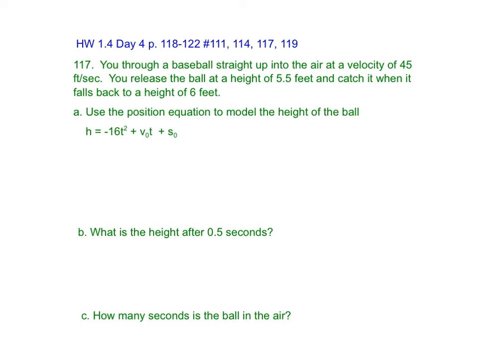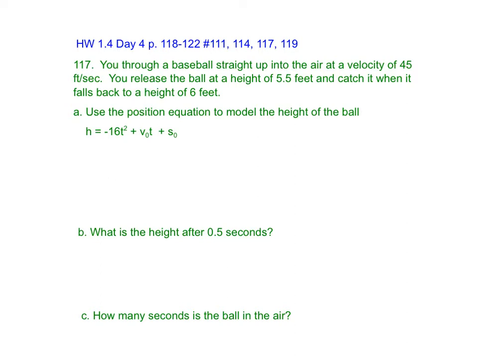This is a solution to problem 117 from homework 1.4 day 4. And this is a problem where we're going to use the position equation. So the problem states you throw a baseball straight up into the air at a velocity of 45 feet per second. You release the ball at a height of 5.5 feet and catch it when it falls back to a height of 6 feet.